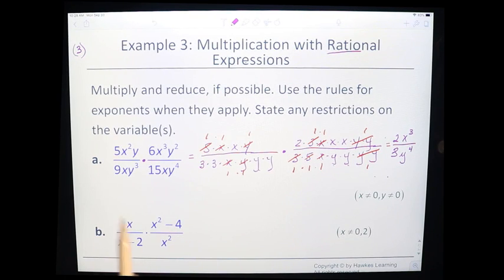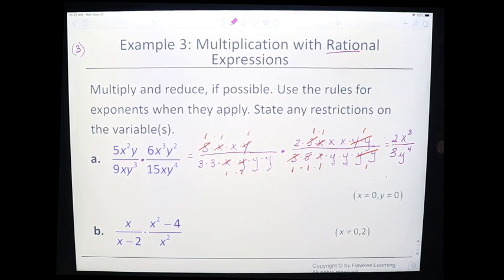And the restriction on here, you've got to look all the way back at the original, is that x cannot be equal to 0 and y cannot be equal to 0. If they were, we would have a 0 in that denominator.